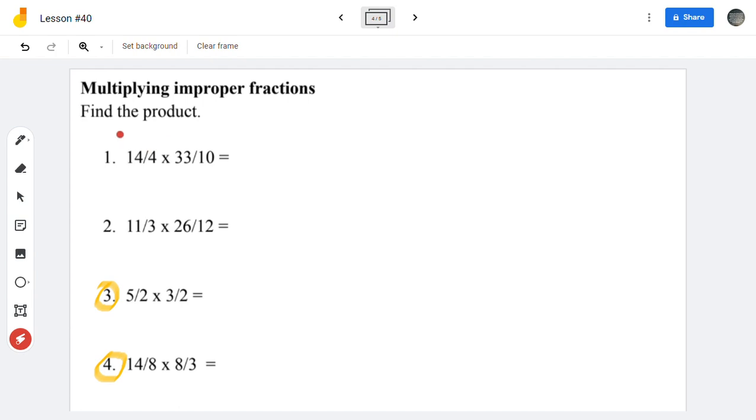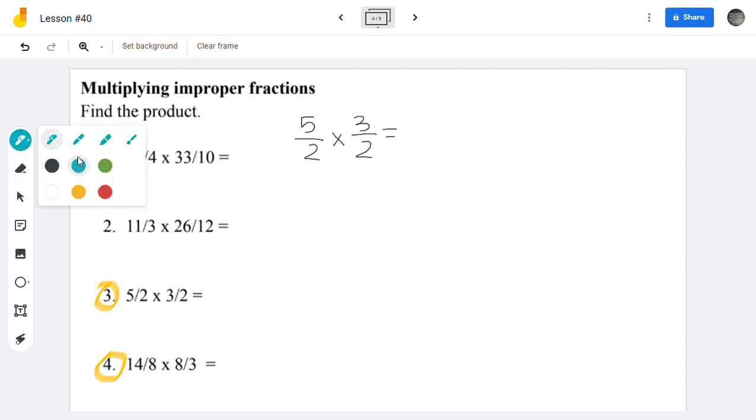Now the third section we're going to go over is how to multiply improper fractions. And we're going to be finding the product for number 3 and number 4. So I'm going to go over number 3. It says 5 over 2 times 3 over 2. Now when you're multiplying improper fractions, it's the same thing as when you're just multiplying fractions. You're going to be multiplying across like this.